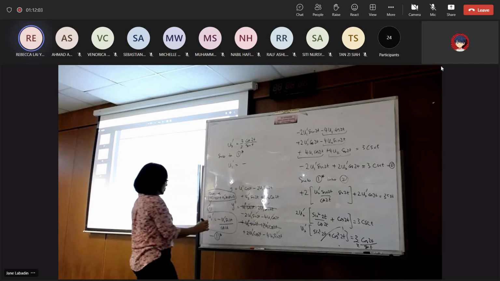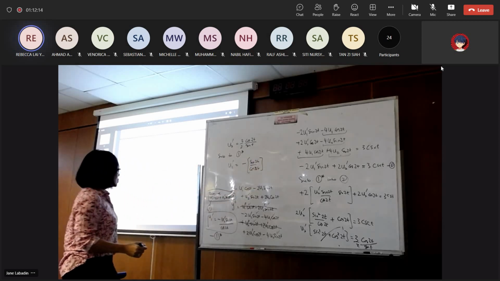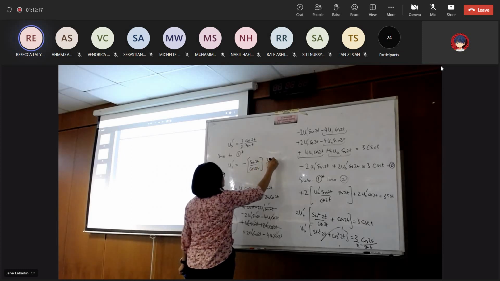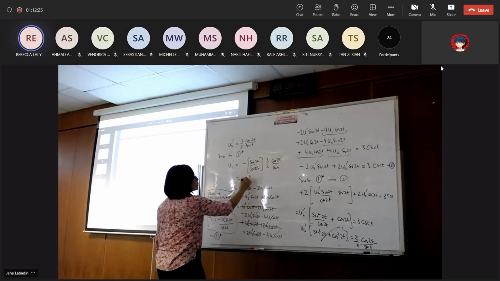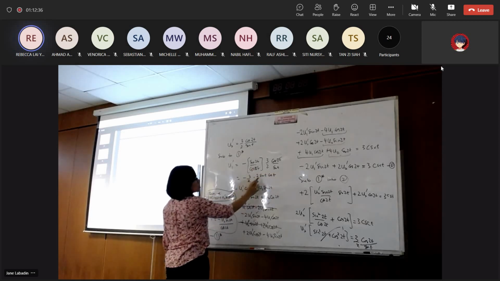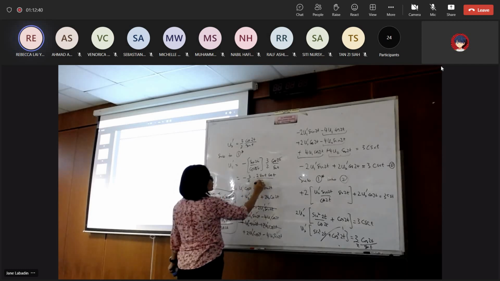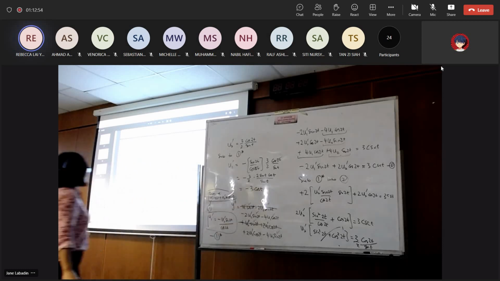Minus sine 2t over cos 2t. U2 prime. So this is 3 over 2 cos 2t over sine. What is that? This is 2 sine t cos t. This sine 2t is 2 sine t cos t, right? Over sine t. The 3 cos t. Oh, betul.